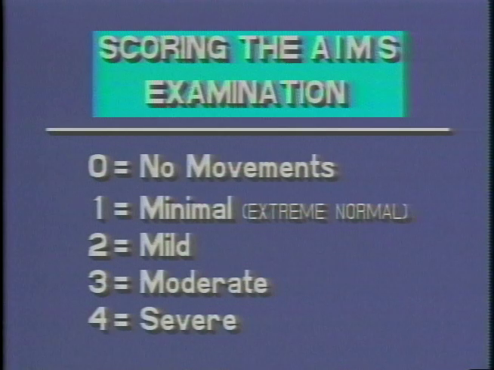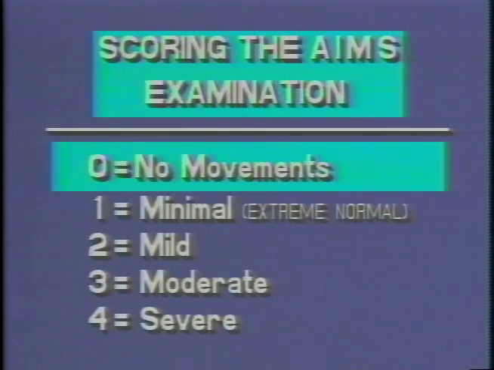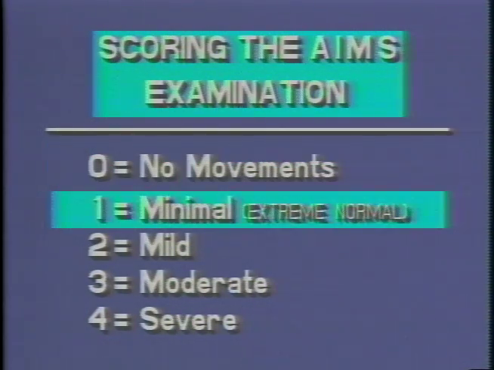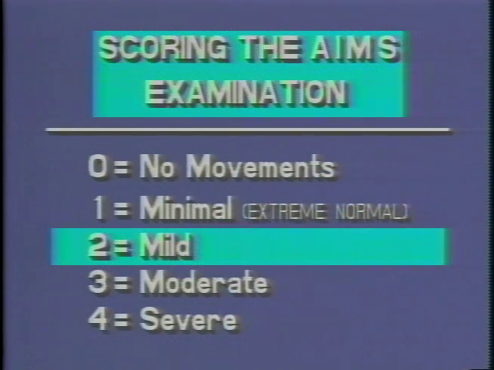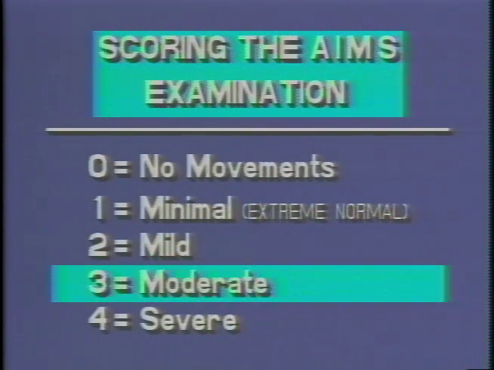Remember, abnormal involuntary movements are scored from 0 to 4. 0 denotes the absence of any movements. 1 is minimal. It may be useful to think of 1 as extreme normal, movements which are borderline. 2 is mild. These are movements which are decidedly not extreme normal. The person obviously has some degree of abnormal involuntary movements. 3 is moderate, and 4 is severe.